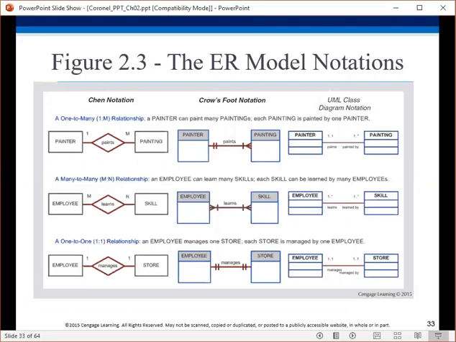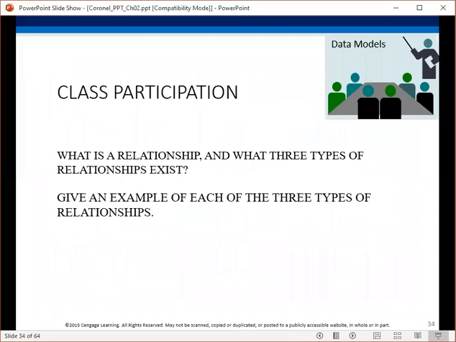And then the universal modeling language class approach is yet another. They're all pretty intuitive to see. When you see it, it makes sense what you're looking at.